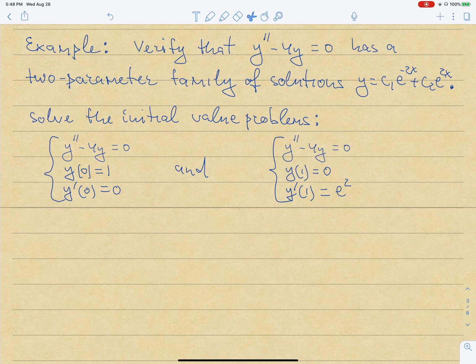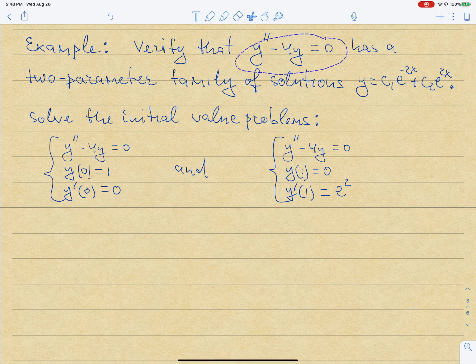In this next example, we're going to try to find the solution of an initial value problem analytically. And in fact, I want to solve two initial value problems, the one on the left and then the one on the right. So we have the second order equation.